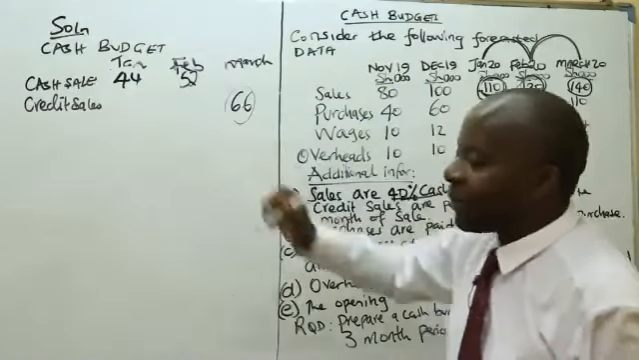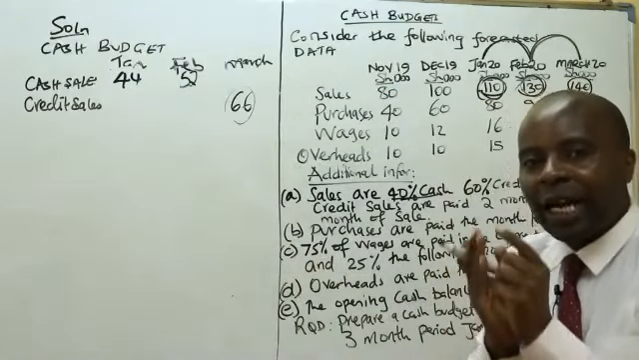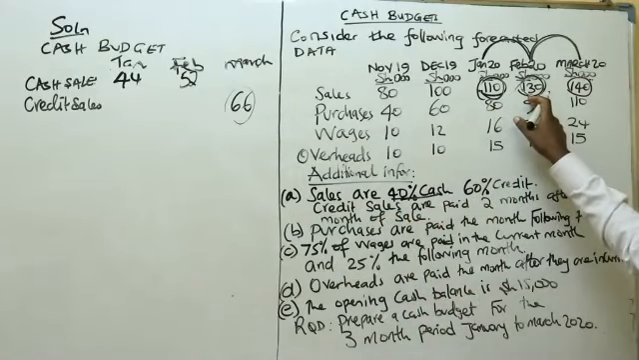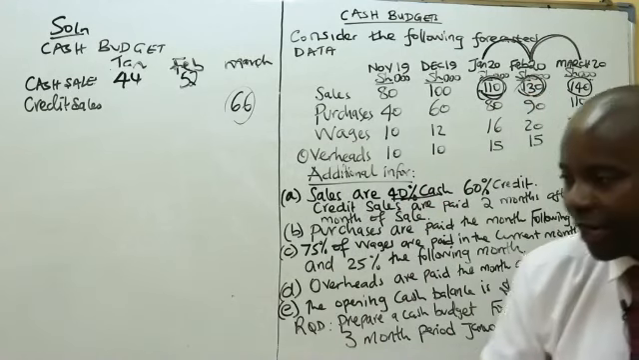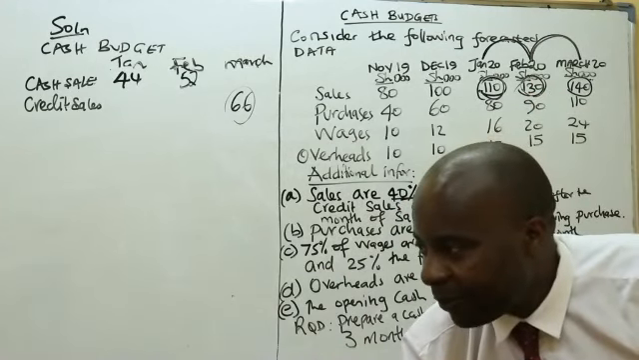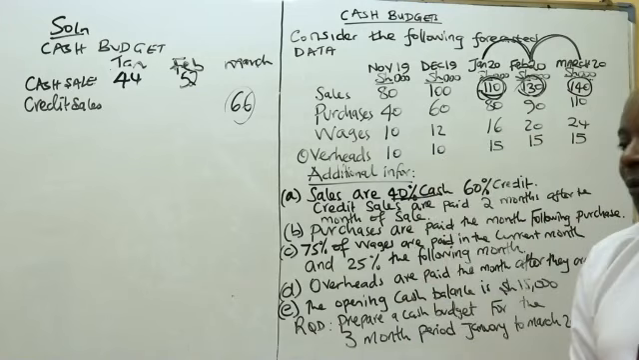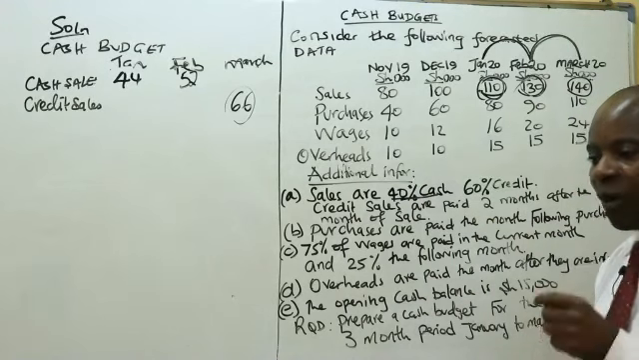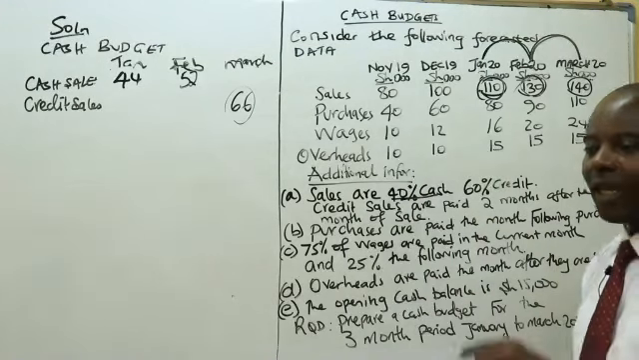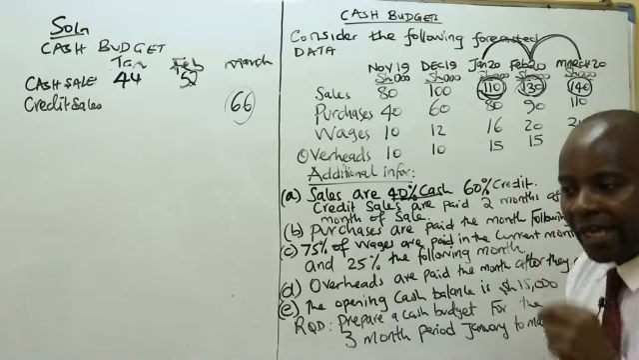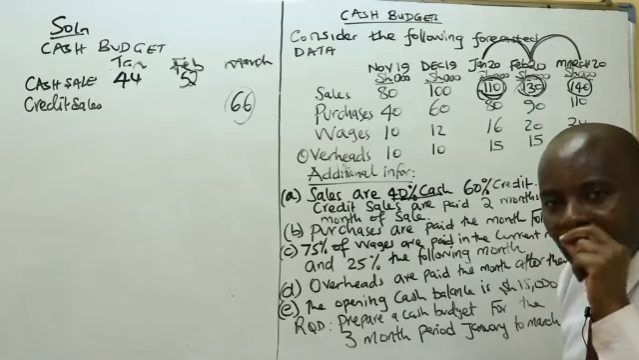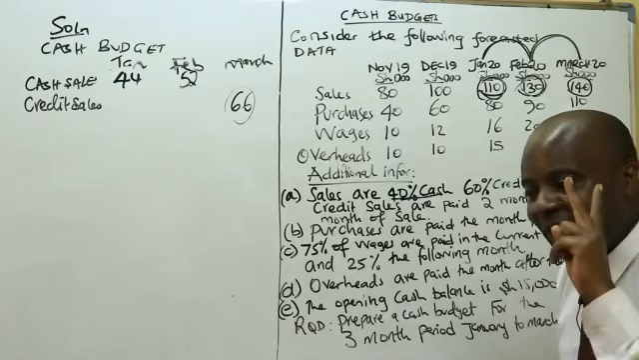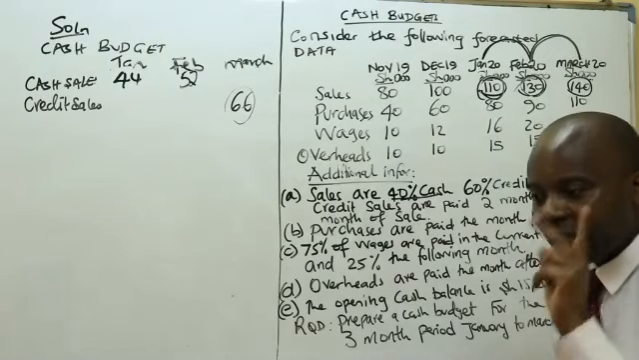Then I ask myself, what about the other balance? 60% of 130. Can somebody give me that figure? 60% of 130 will give me 78. Thank you very much. So when will I receive this 78? Remember, it's a credit sale and we have a credit policy of 2 months.